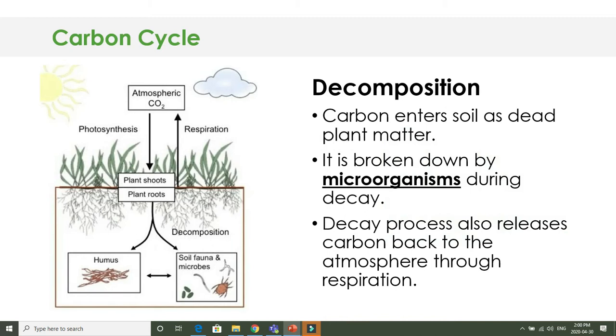Okay, decomposition. Carbon also goes into the soil as dead plant matter or dead animals. It's broken down by microorganisms during decay. We talked about this in the lithosphere. We also talked about it when we were discussing the permafrost. So this decomposition releases carbon back to the atmosphere. It also does that through respiration as well.